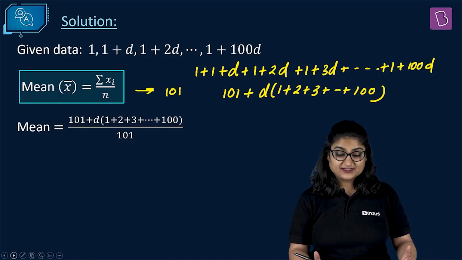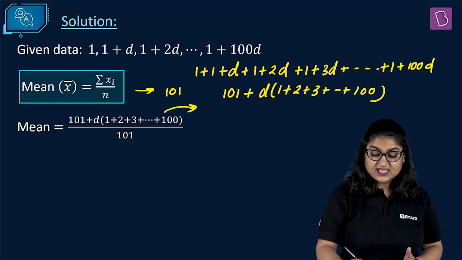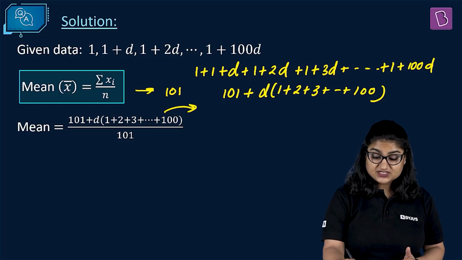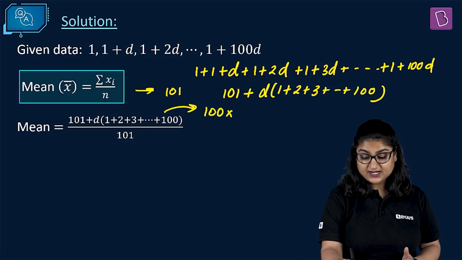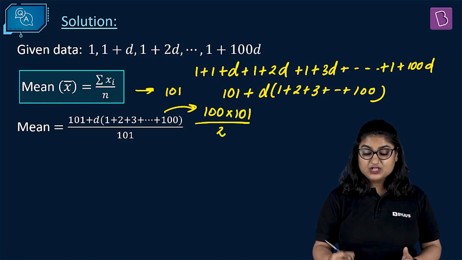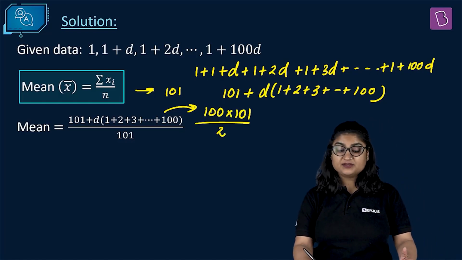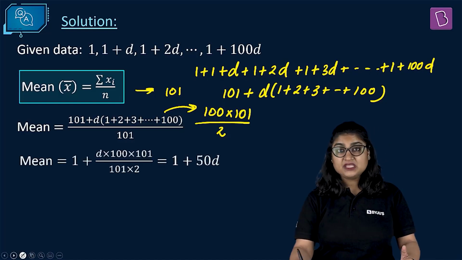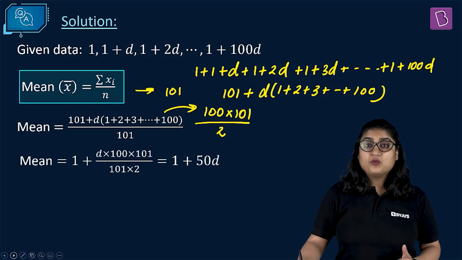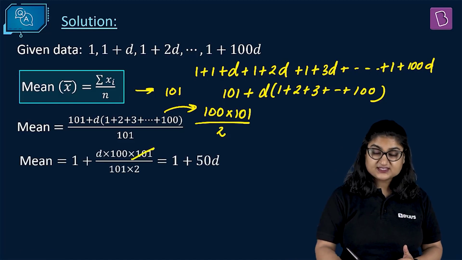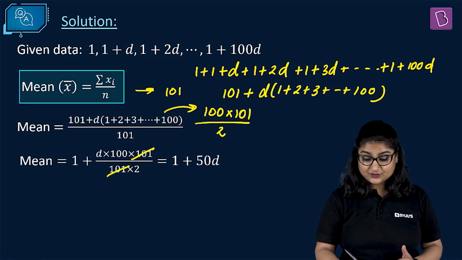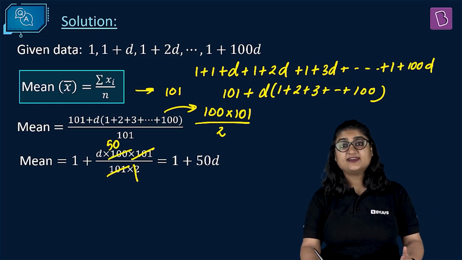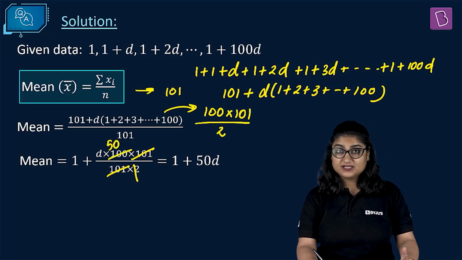So this is what we will get: 101 plus d times 1 plus 2 plus 3 going till 100 whole divided by 101. Now this is same as the sum of the first 100 natural numbers. So this would be same as 100 multiplied by 101 divided by 2. So if I replace this with 100 multiplied by 101 divided by 2 and further simplify this, I'll get mean is equal to 1 plus 50d, because this 101 and this 101 will cancel out each other. This 2 will cancel out this 100 to give us 50 in the numerator, and now we have mean is equal to 1 plus 50d.